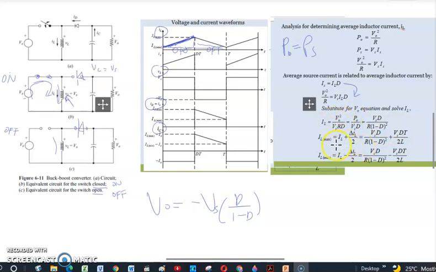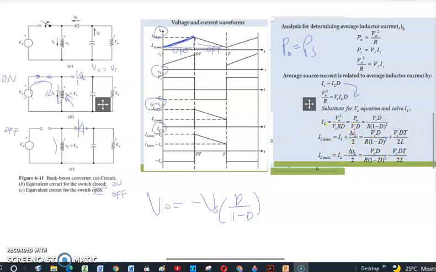The IL max is obtained from the inductor average current plus half of the positive portion here. So we have IL max, and we also have IL min, which is the inductor average current minus half of the portion, delta IL divided by 2. So this is IL min, this is IL max.